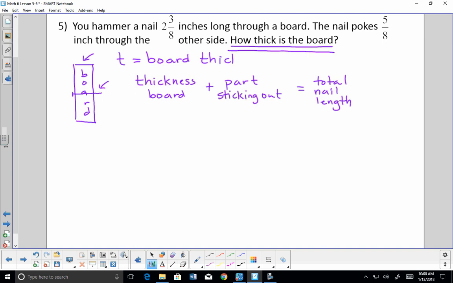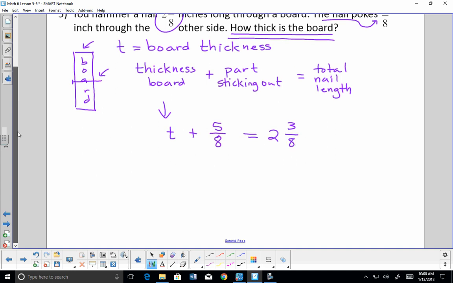Okay. So my board thickness is T plus the part of the nail that sticks out, that is, the nail pokes out 5/8 of an inch, has to equal my total nail length, which is 2 3/8 inches. So I have T plus 5/8 equals 2 3/8. So we need to solve this equation.